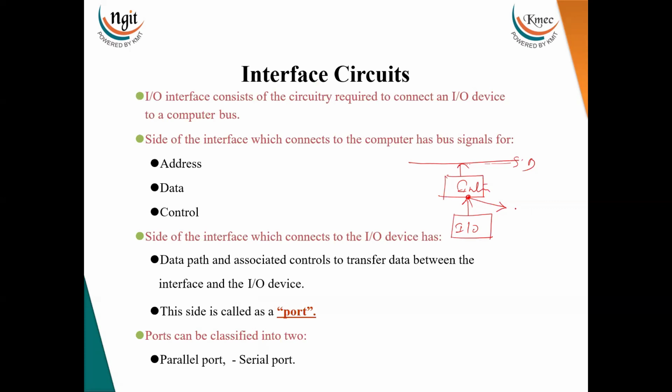Where these IO devices are connected to the interface, this point or this node is considered a port. Here we will call it a port. And these ports are classified into two different types: one is a parallel port and another one is a serial port.